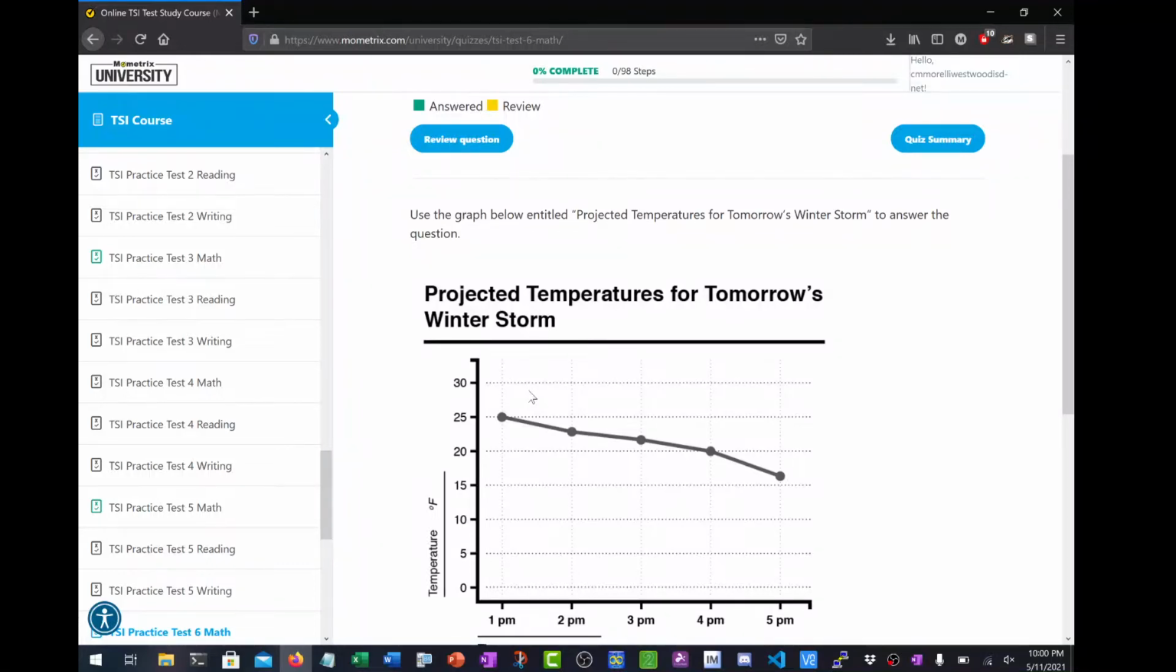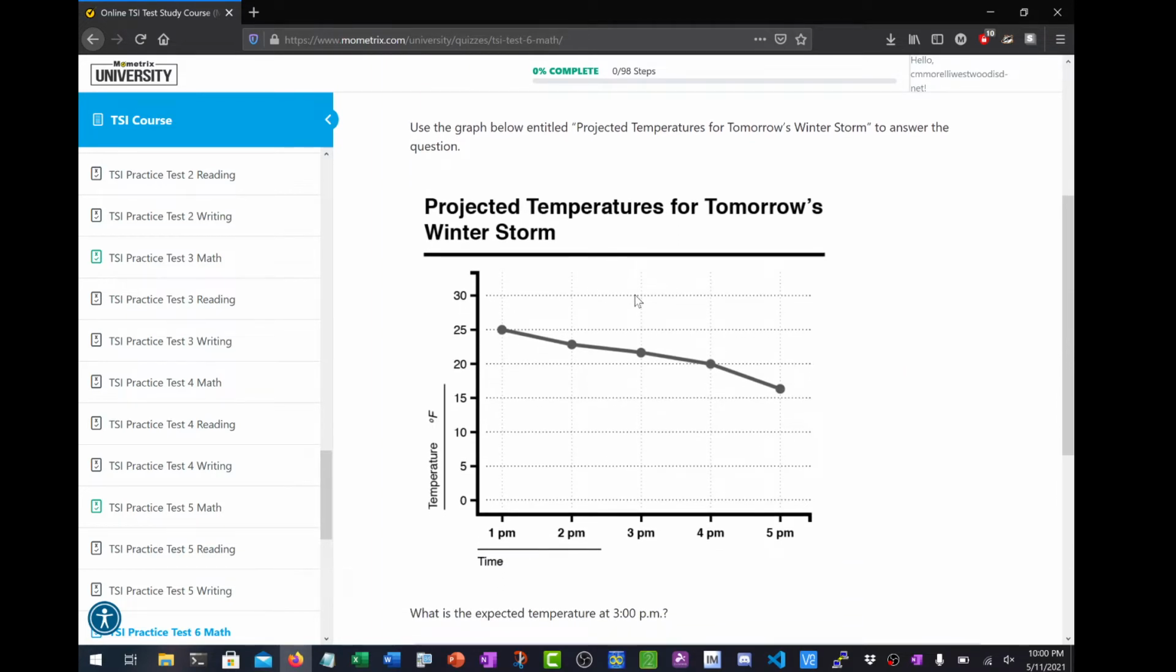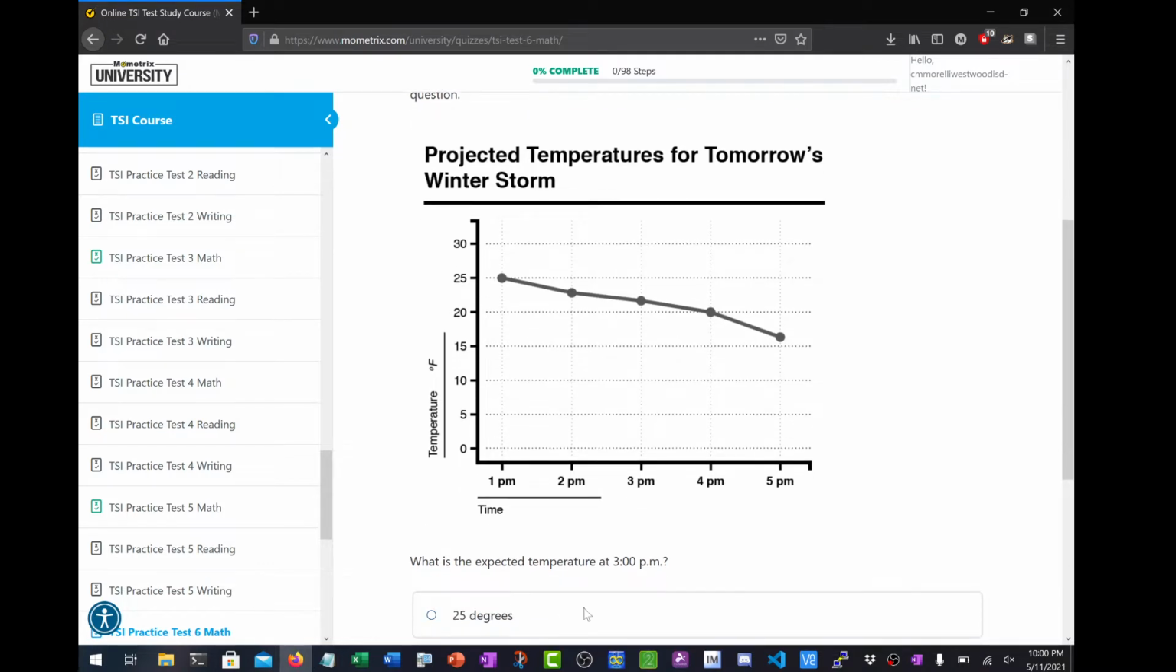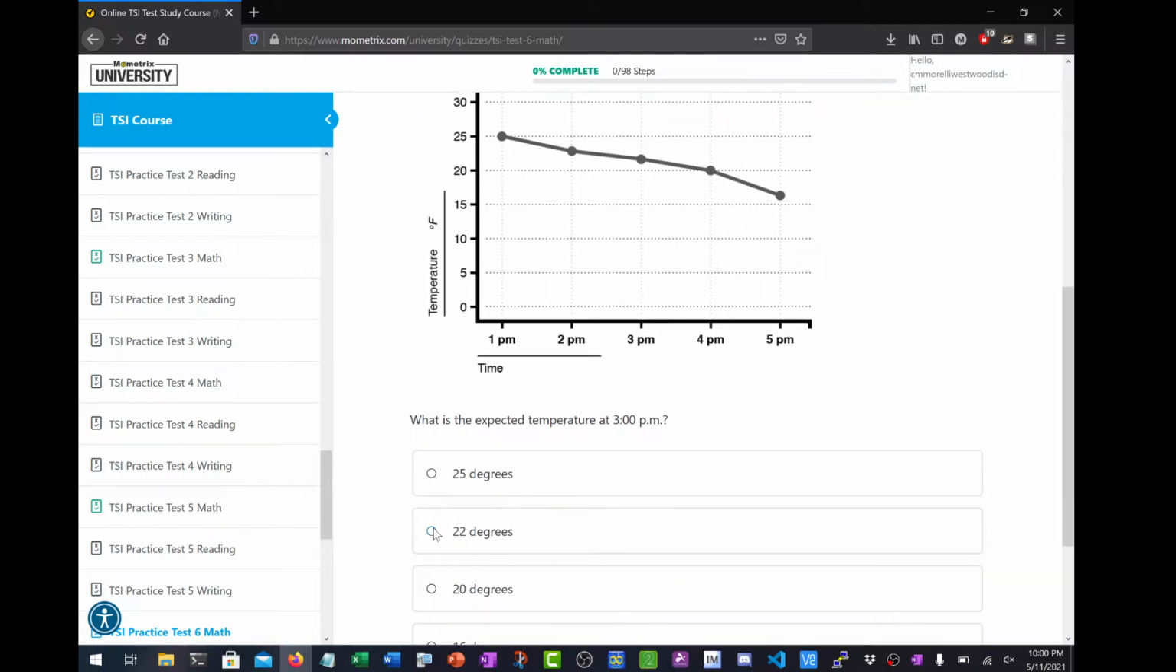All right, so let's do this TSI math test. The graph shows projected temperatures. We see the y-axis is temperature and the x-axis is time. What's the expected temperature at 3 p.m.? So we're really just going to 3 p.m., moving up to the dot, and then scanning over and seeing that it's at about 22. And so we would choose 22, okay?